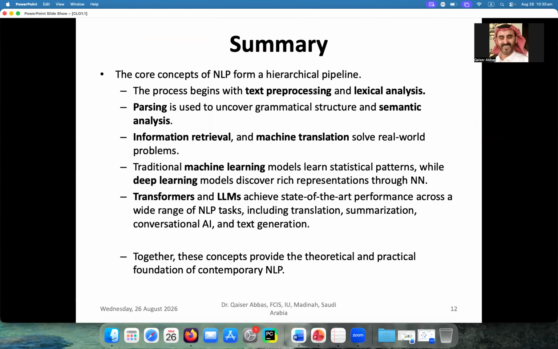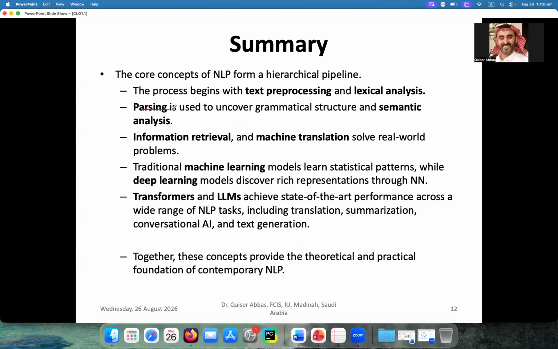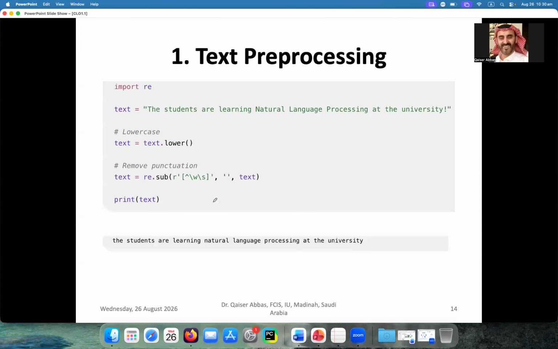Summary, okay, we have done with the text processing. Lexical, what is lexical analysis? We have seen that. And then we have seen the parsing, then we have seen the semantic analysis, and the definitions of information retrieval, machine translation, machine learning, deep learning, transformer, LLMs. So now we are a little bit ready to move on to the further concepts one by one in detail.